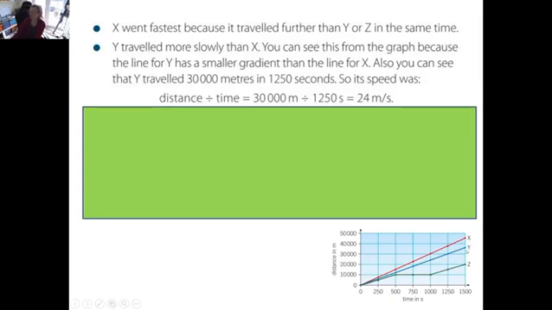Lorry Y travelled more slowly than X, and you can see that because the slope of this graph is less than the slope of this one, so it's not travelled quite so far, and in this case the actual value has been worked out at 24 metres per second. You might have worked out the value for X as well.